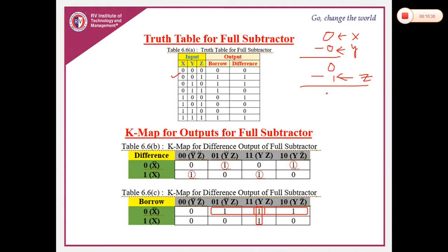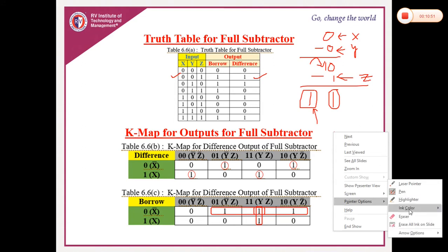Again 0 minus 1. So we cannot do that. For that we have to take borrow. Whenever we take borrow, it will become 1 0. 1 0 means 2. 2 minus 1 is again 1. Since we have taken borrow, we have to take it as 1. So borrow is 1, difference is 1. That is what we have written here.